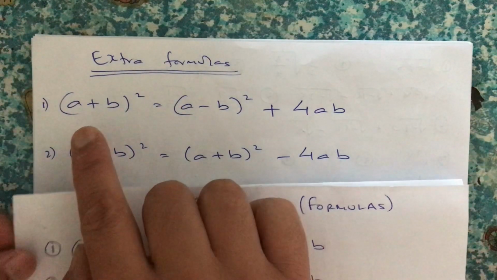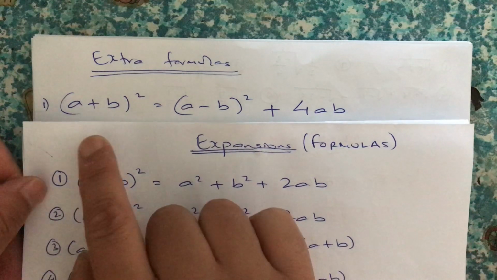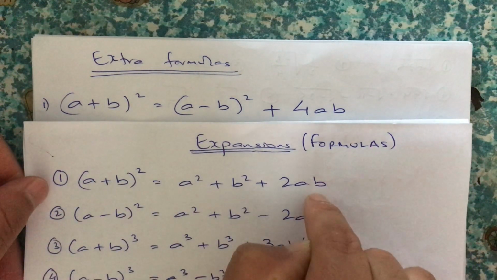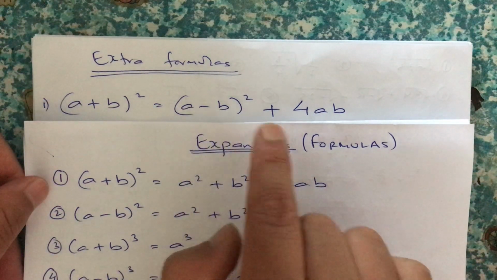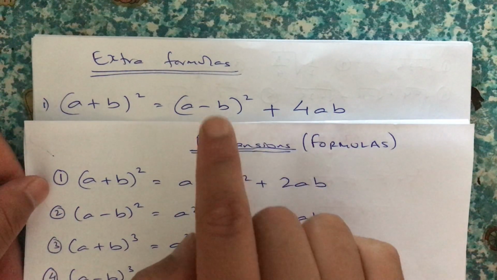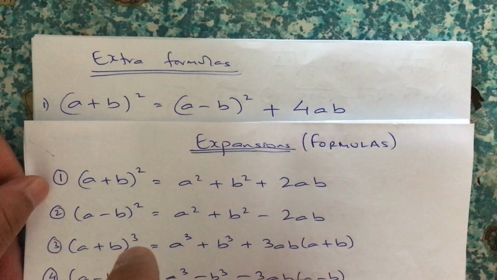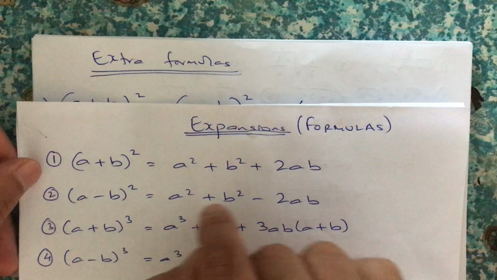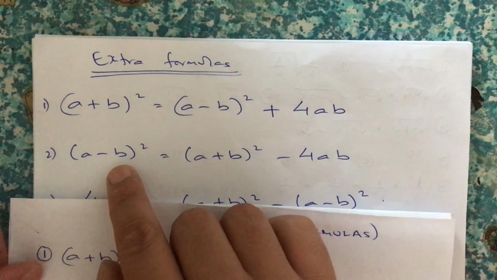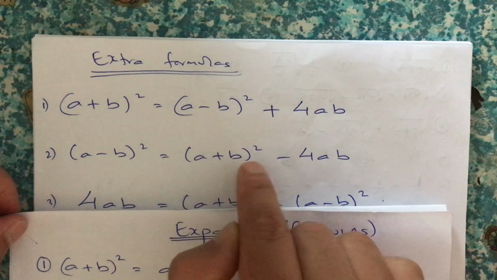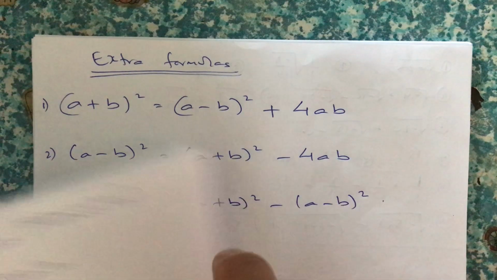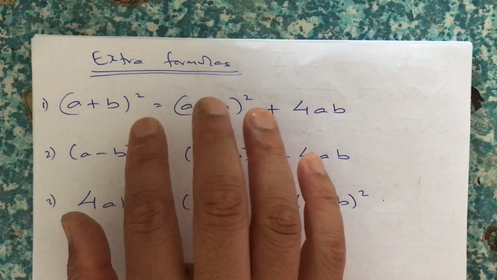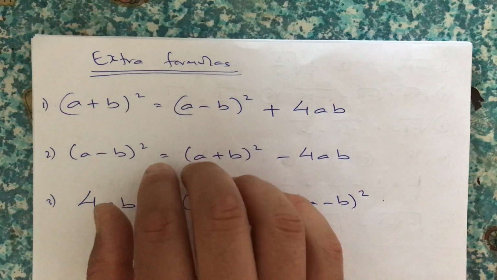It will still be (a plus b) whole square, but now we have a new formula for (a plus b) whole square. Initially we had a square plus b square plus 2ab, but now we have (a minus b) whole square plus 4ab. You're supposed to remember this new formula also. Similarly, just like we had (a minus b) whole square, we again have a new formula for (a minus b) whole square, that is (a plus b) whole square minus 4ab, and then one more formula, that 4ab is equal to this. So you'll have to remember these extra new formulas also.